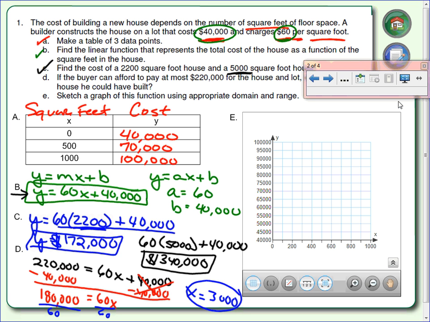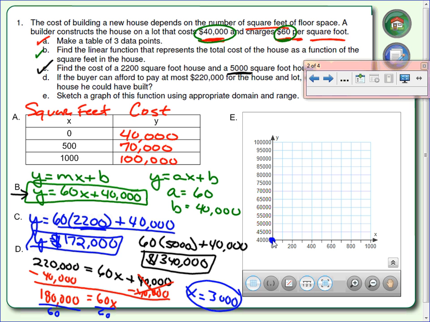The reason we had to do that is because what we're going to do now is plot each of these 3 points on this graph paper. If we did this right, everything should be able to fit now. So I'm going to start by plotting the first point, which is (0, 40,000), and 40,000 would be right here.